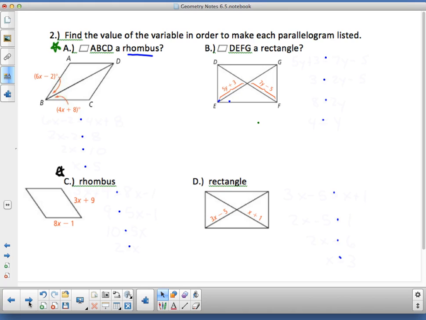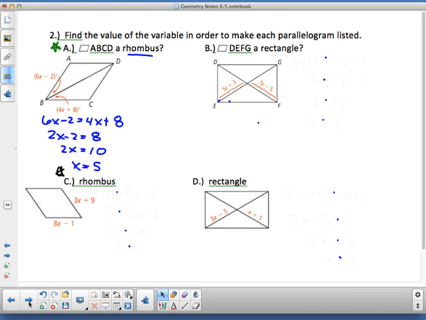Okay, so based on the information we've already got, we should know that when I see a parallelogram cut by a diagonal, and I'm looking to see if it's going to be a rhombus, that diagonal has got to cut that angle it comes to into two equal parts. So they've got to be equal to each other. So I should be setting those equal and getting it done. Okay, are you okay with what I did? I got a lot of head bobbles.